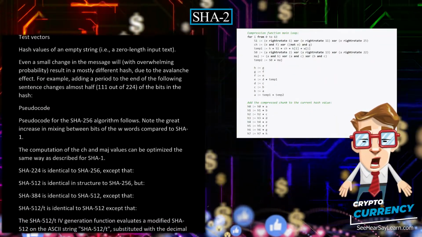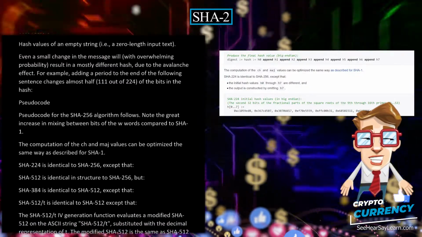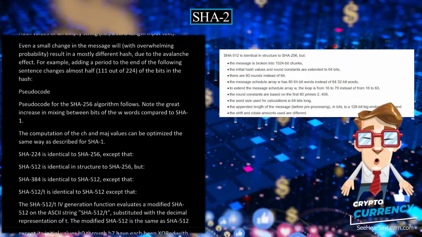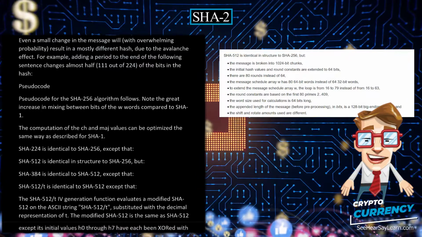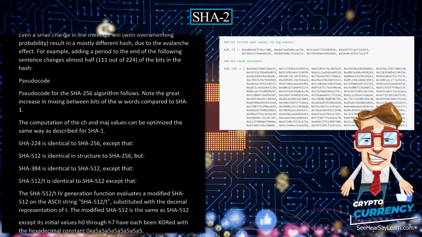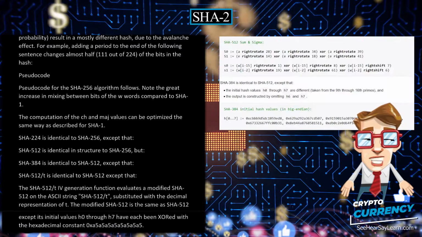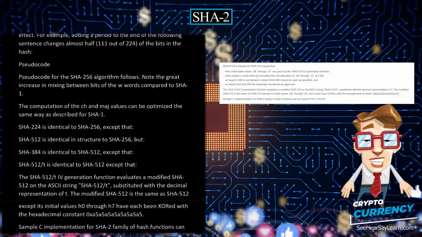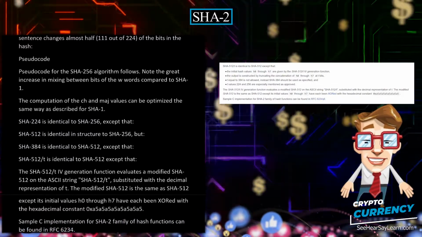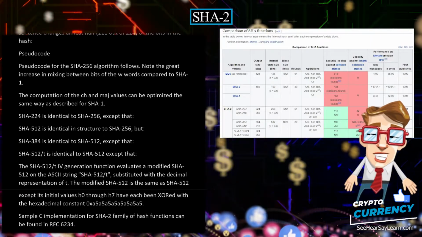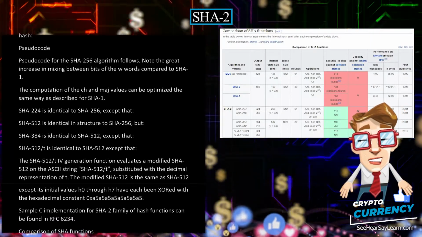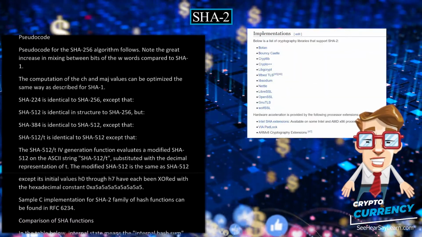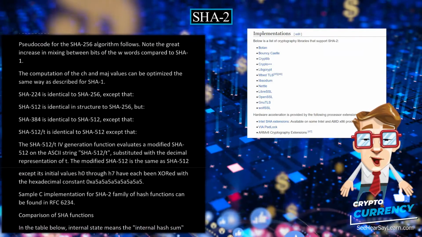SHA-224 is identical to SHA-256, except that... SHA-512 is identical in structure to SHA-256, but... SHA-384 is identical to SHA-512, except that... SHA-512/t is identical to SHA-512 except that the SHA-512/t generation function evaluates a modified SHA-512 on the ASCII string "SHA-512/t", substituted with the decimal representation of t.